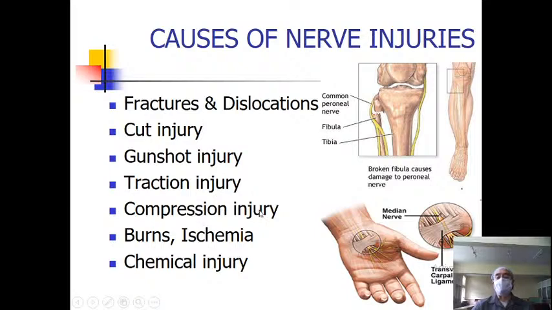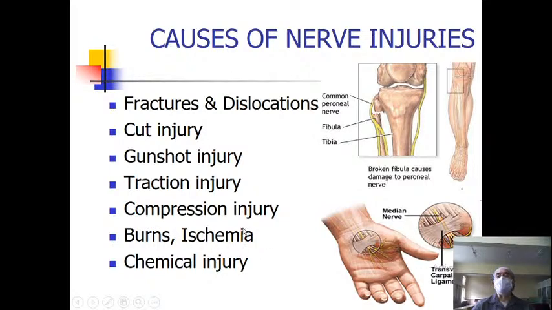And sometimes there may be a compression injury. So here, instead of getting cut, this nerve may get compressed because external force comes from this direction and the other side there is a hard bony fibula. So this nerve gets compressed in between this external force and the hard bony structure. So it may get compressed and may get damaged and it may result in nerve injury. And sometimes it may be injured in burns or ischemia.